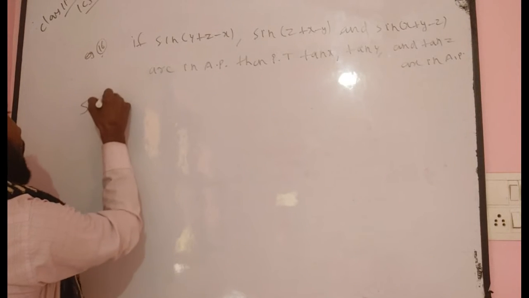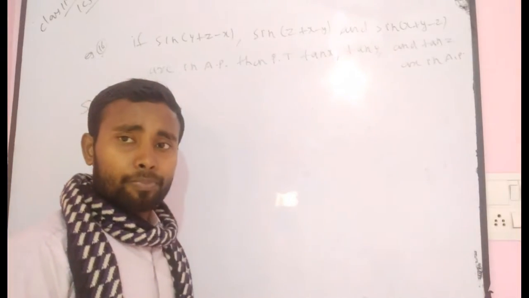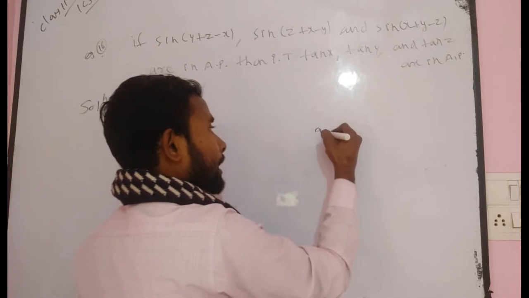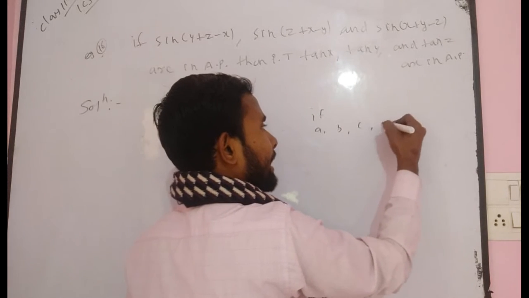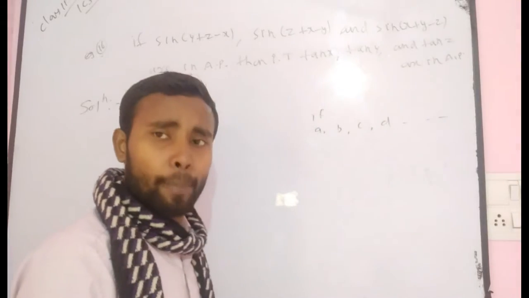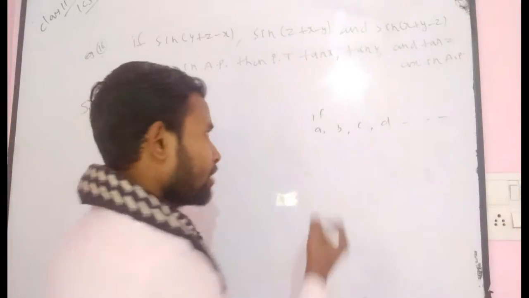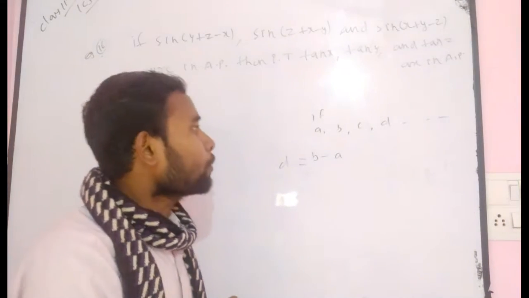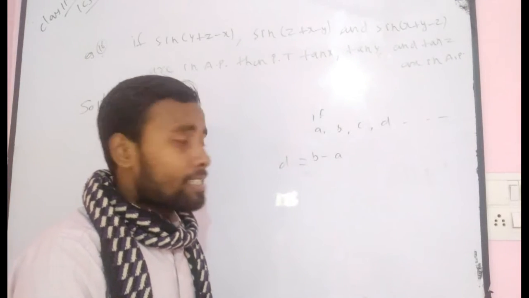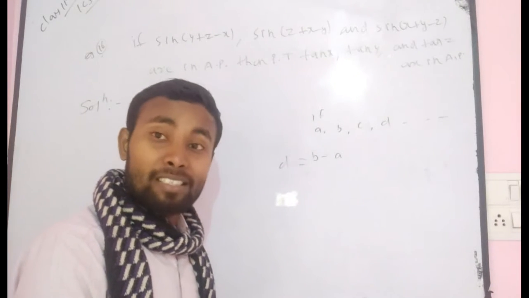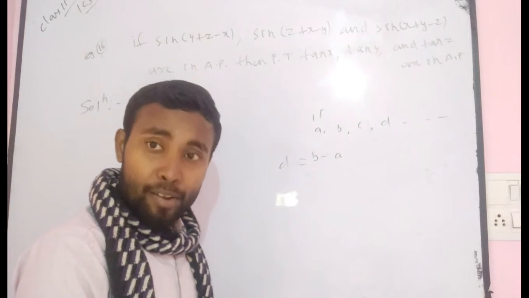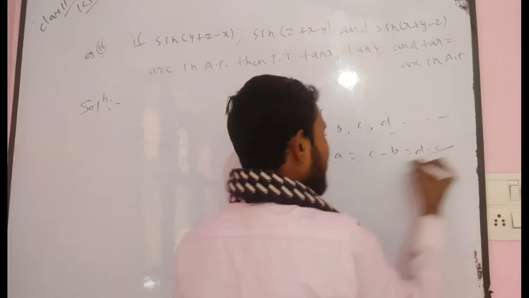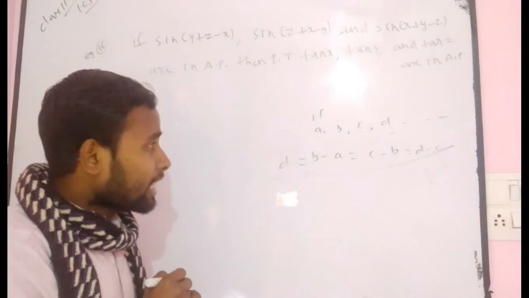Firstly, I want to tell you, suppose that A, B, C, D are in AP, what can you tell about it? Can you write B minus A is equal to what? Common difference. If you take any term and subtract its preceding term, you get the common difference. If you choose C, it will be C minus B. If you choose D, D minus C. These are all equal to each other.